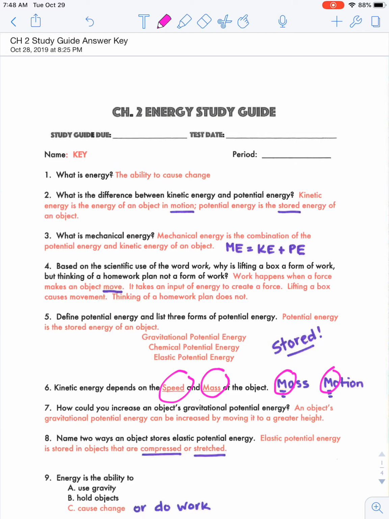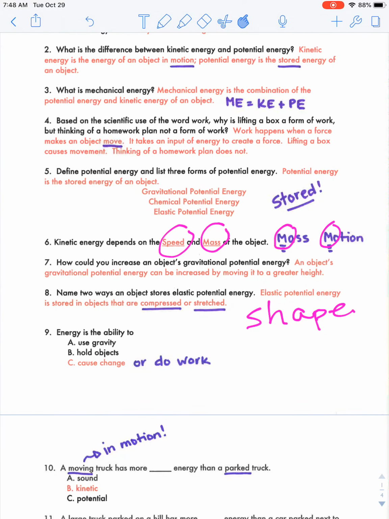Name 2 ways an object stores elastic potential energy. Elastic potential energy is stored in objects that are compressed or stretched. It has to do with the shape. So compressed like a spring, making it really tight, and when you let it go, it can be converted to kinetic energy, or stretched like a rubber band, like a bow and arrow, like a slingshot. You pull it back, changing the shape of that object, elastic potential, and then let it go. It would be converted to kinetic. Energy is the ability to cause change or to do work.